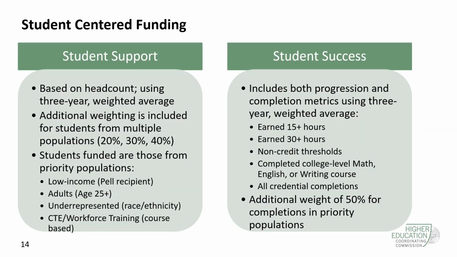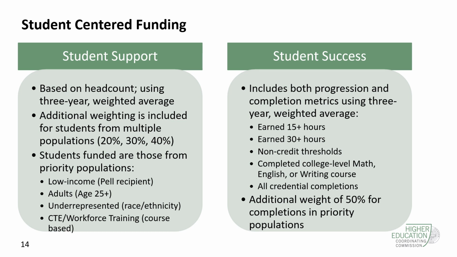So in more detail, as we talk about the student-centered funding, specifically it would be based on headcount enrollment. It would use a 3-year weighted average, which is already a component of the model. For the equalized enrollment component, we use a 3-year weighted average. But we would apply additional weighting for students from multiple populations. So again, we're looking at students in 4 priority populations: low income, adults, underrepresented, and CTE workforce training.